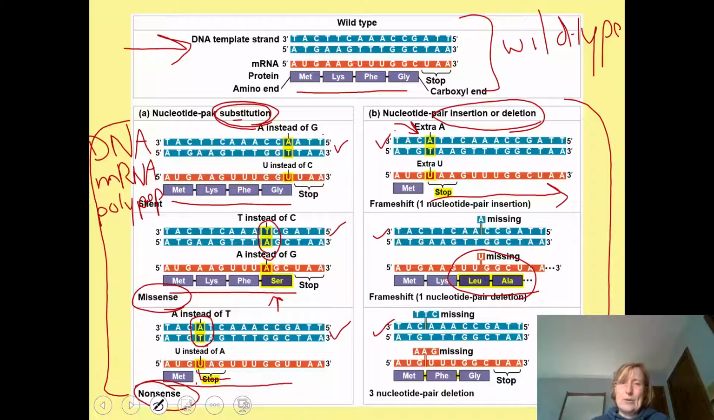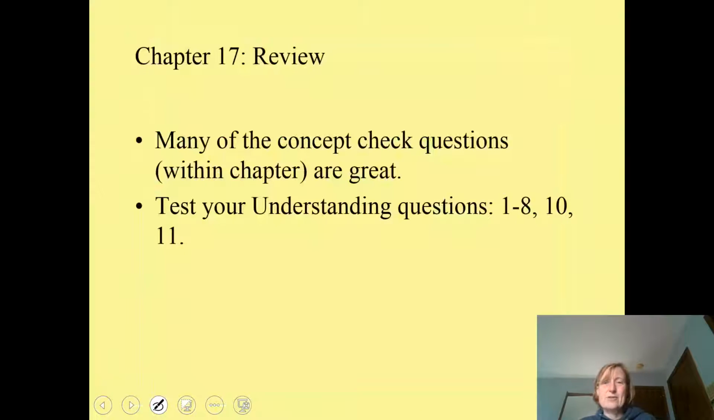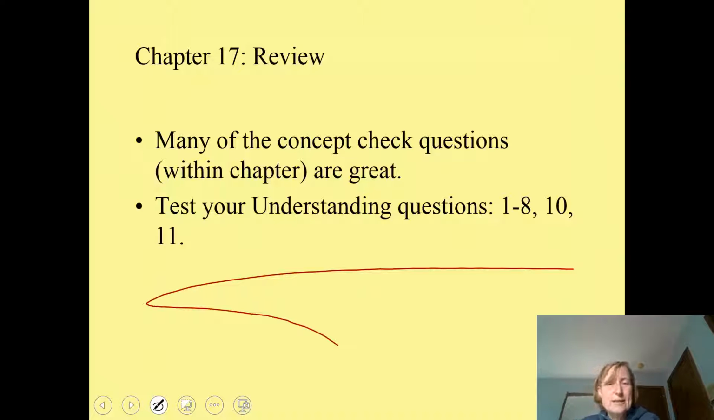Okay, that is the end of chapter 17. There are some good test your understanding questions that are worth checking out.